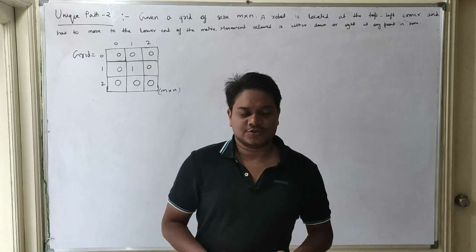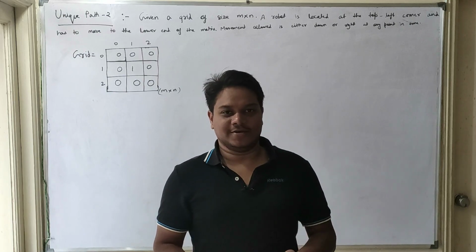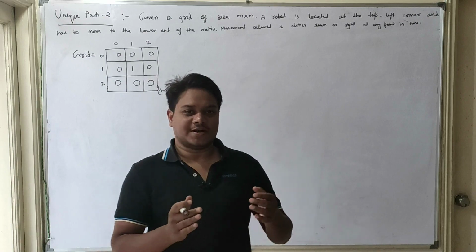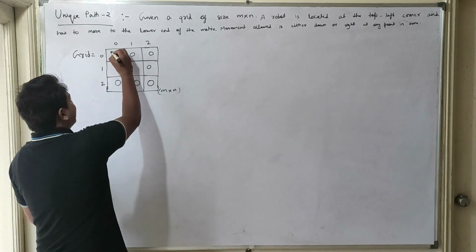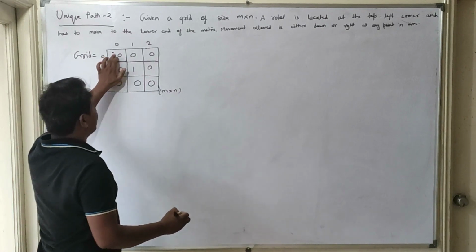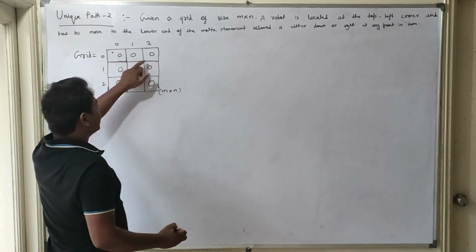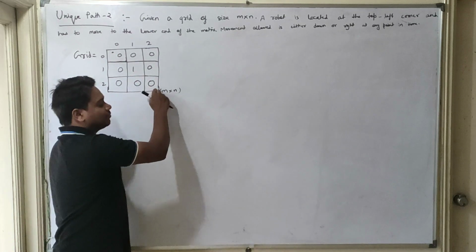Hi, so the question says that we have been given a grid of m cross n, and then we have to find all the possible paths from the starting of the grid to the end of the grid. So a robot is lying over here. Now it has to go to the end of the grid. So how many possible paths are there to reach from this point to this point?